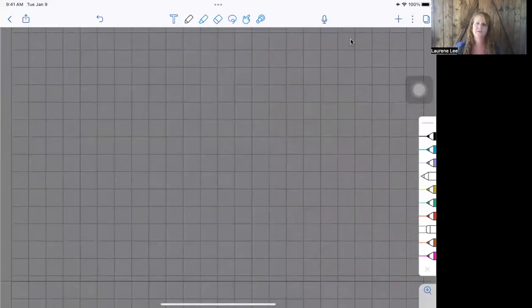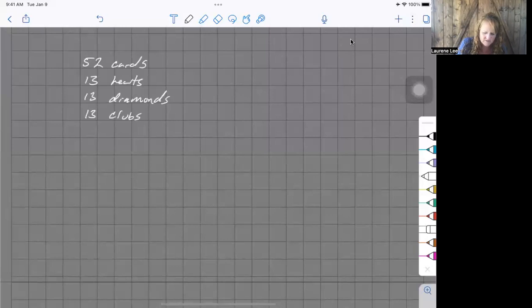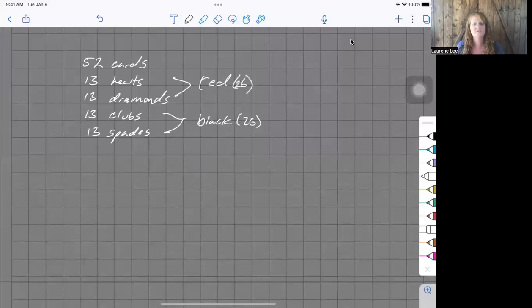I know not everybody plays with cards, so I want to outline this here. The way that a standard deck of cards works is there's 52 cards. There's 13 hearts. There's 13 diamonds. There's 13 clubs, and there's 13 spades. These are all black cards, so that means there's 26 total blacks, and these are both red cards, so that means that there's 26 total reds.